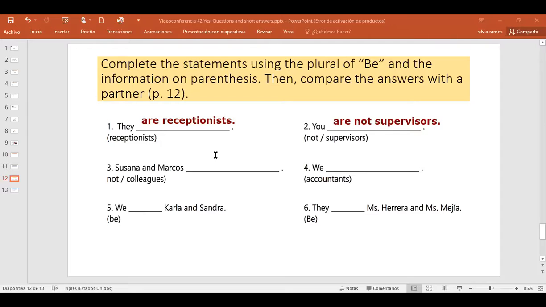Okay, Susana and Marcos, not police. Repeat. Not colleagues, okay. What is missing there, not Ivan? Not colleagues. ¿Qué le hace falta su respuesta, Ivan? Susana and Marcos? No. What? The verb be. ¿Cuál es el verb be que le hace falta, Iván?